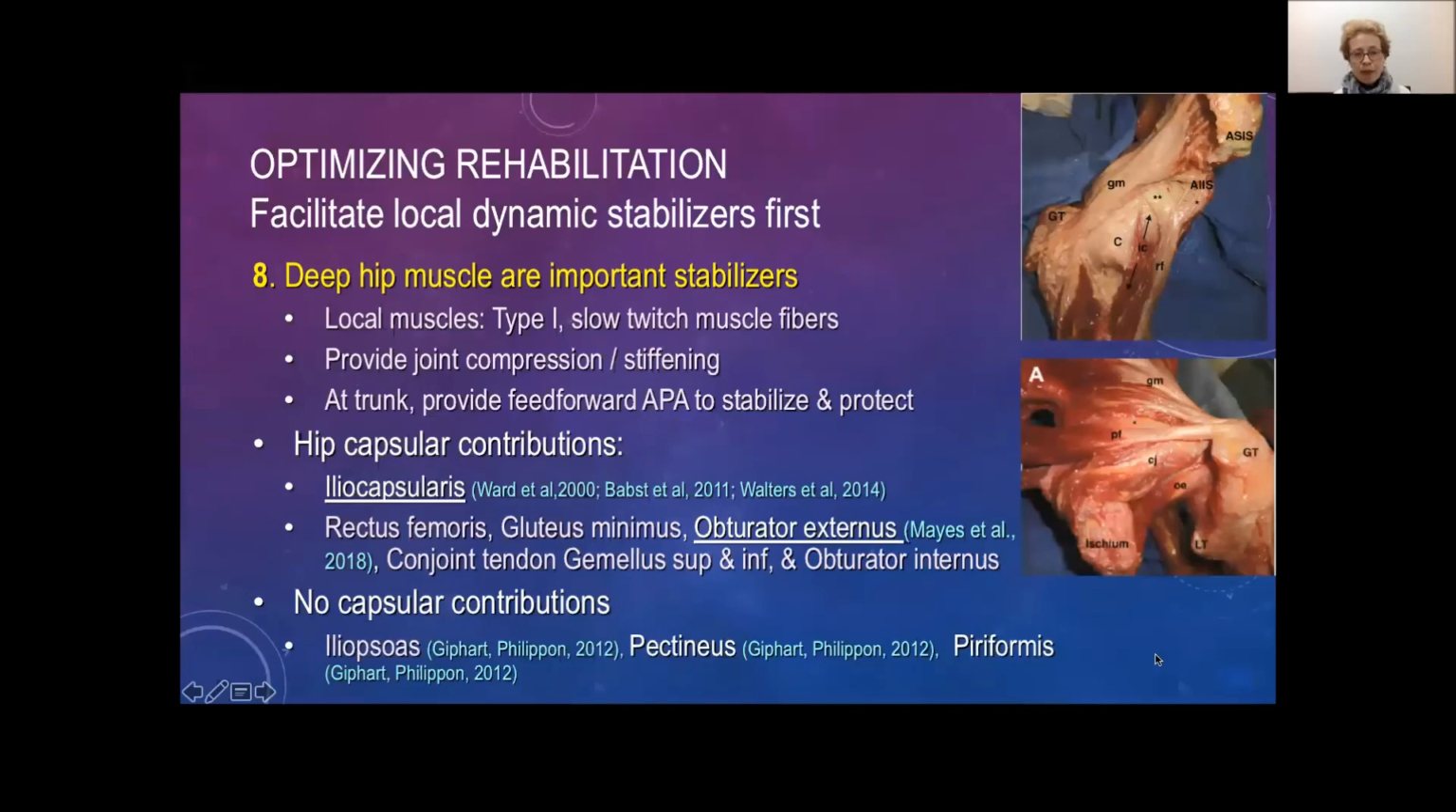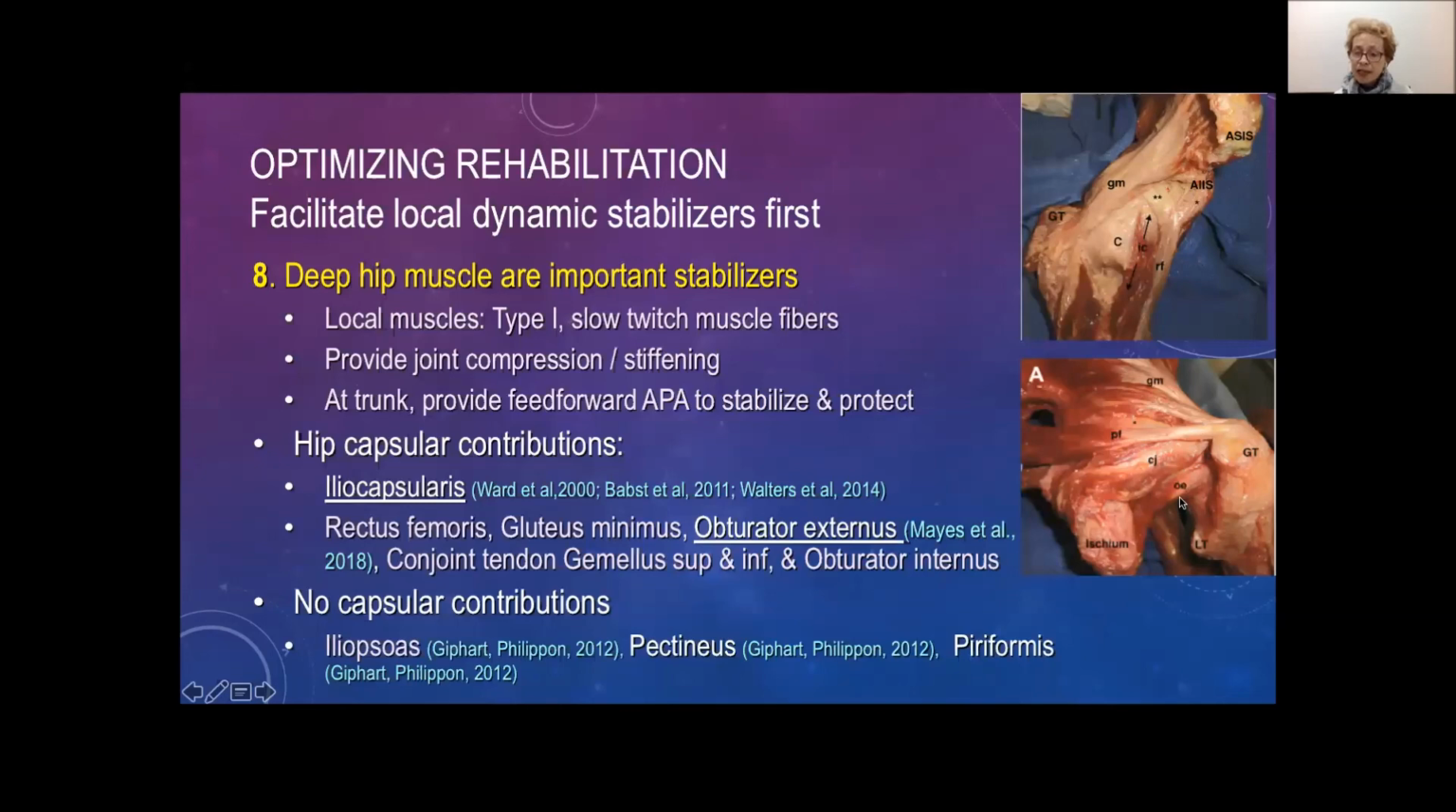Number eight, deep hip muscles are important stabilizers. I remind you about the local muscles, which are type 1 slow twitch muscle fibers. They are going to provide your joint compression and your stiffening. At the trunk, we know that these provide feed forward anticipatory postural adjustments to stabilize and protect. I draw your attention to the iliocapsularis, which we know is hypertrophied in those people with dysplasia, and to the obturator externus, which is hypertrophied in all dancers compared to non-dancers. It serves as a sling to support that hip when they're in high leg extensions such as développé side.